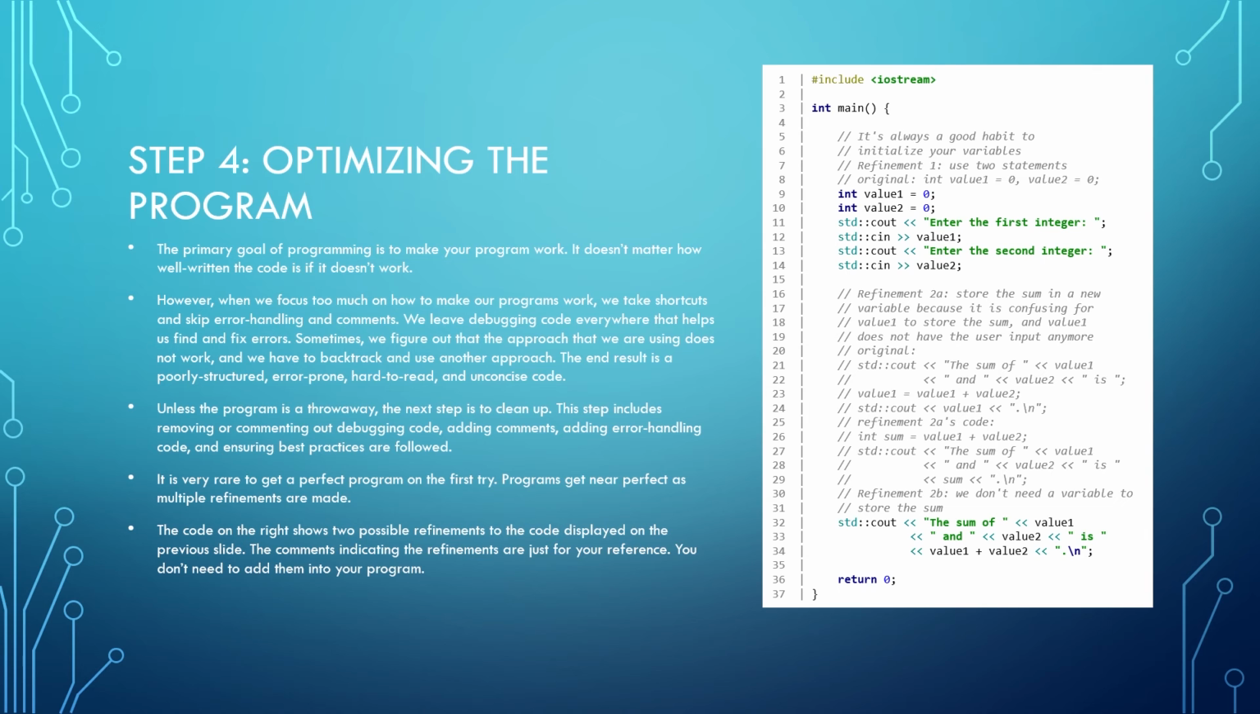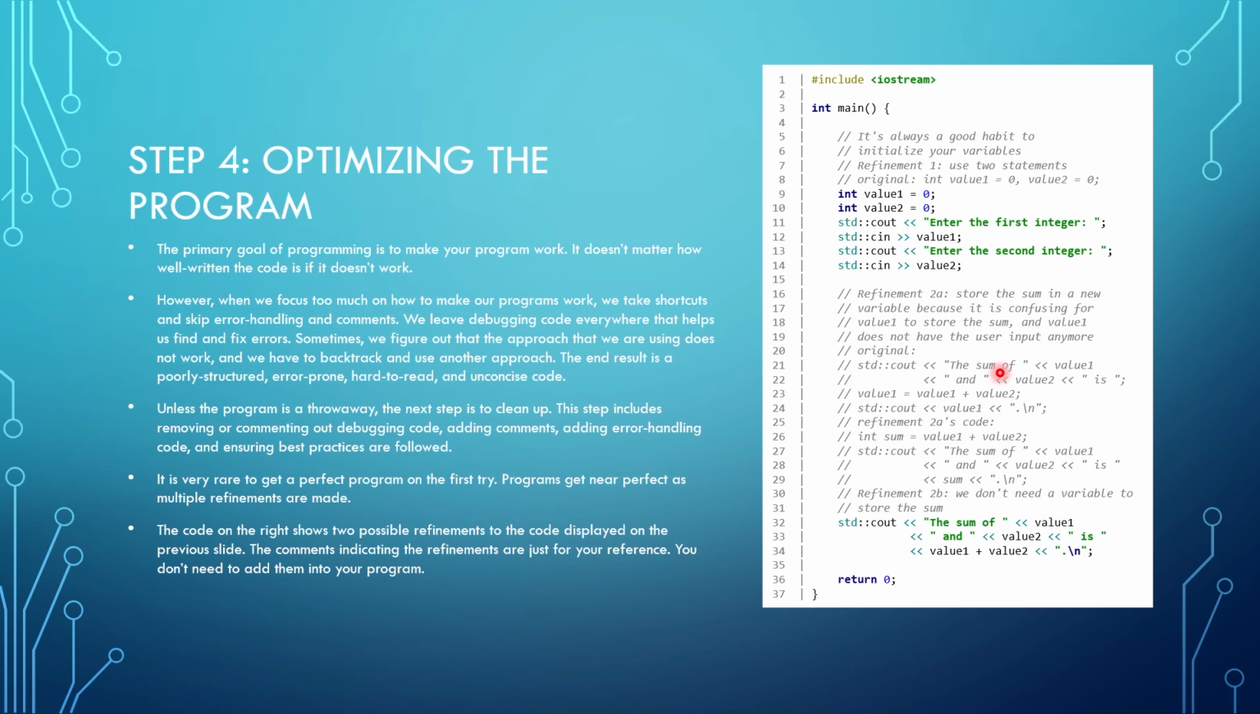The code on the right shows two possible refinements to the code displayed on the previous slide. The comments indicating the refinements are just for your reference. You don't need to add them into your program. So over here, the first refinement that we can make is splitting this into two lines. Of course, the refinements you're going to make are going to be different from mine because you have written your program differently than mine, hopefully, unless you copied everything. And then the second refinement that I can make is 2A and 2B.